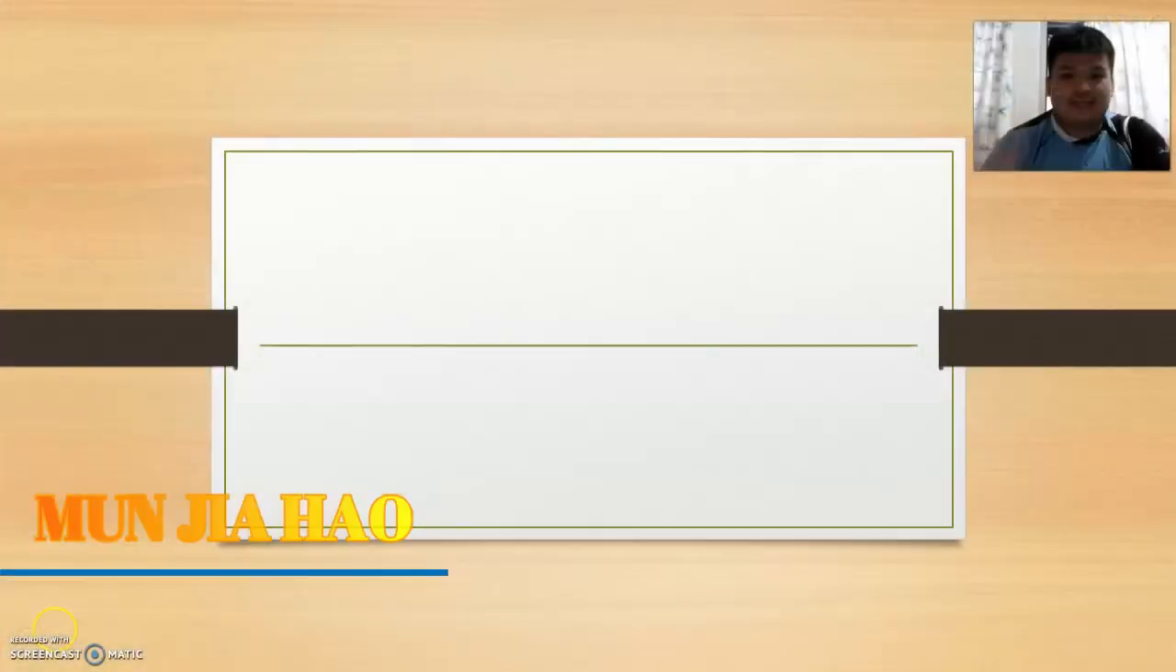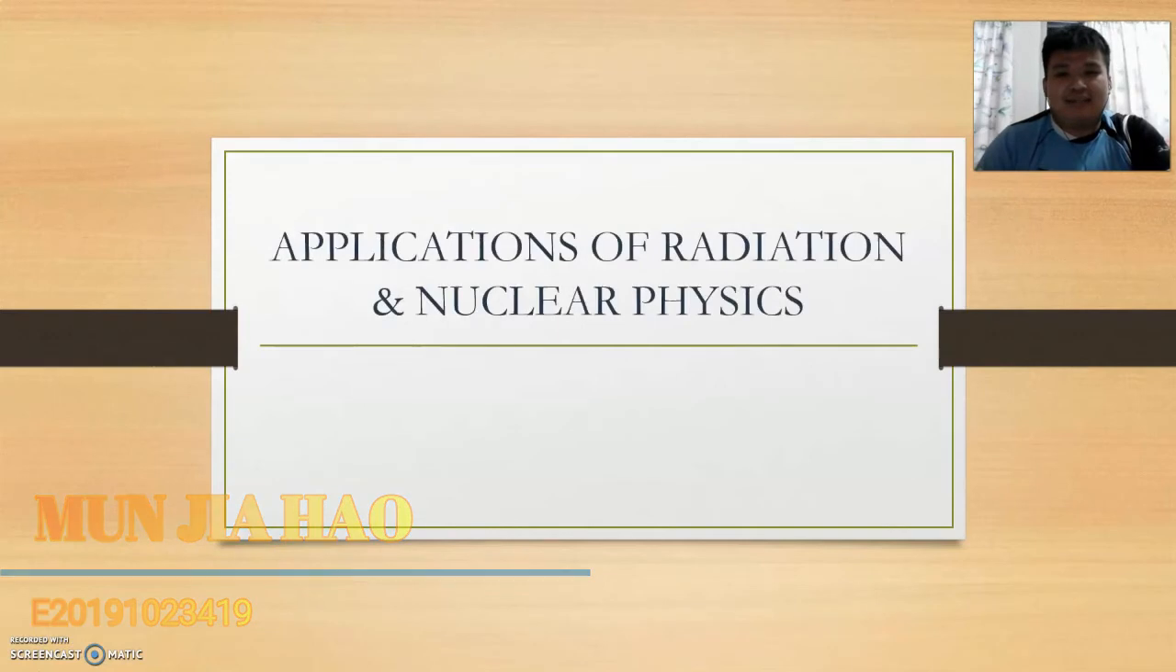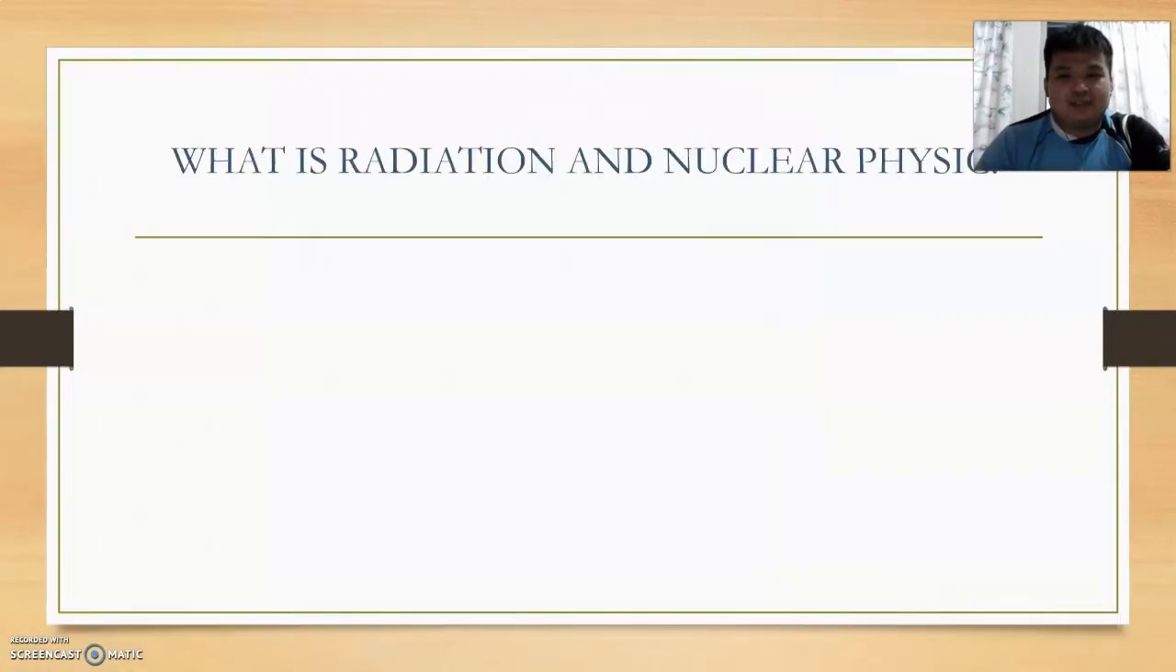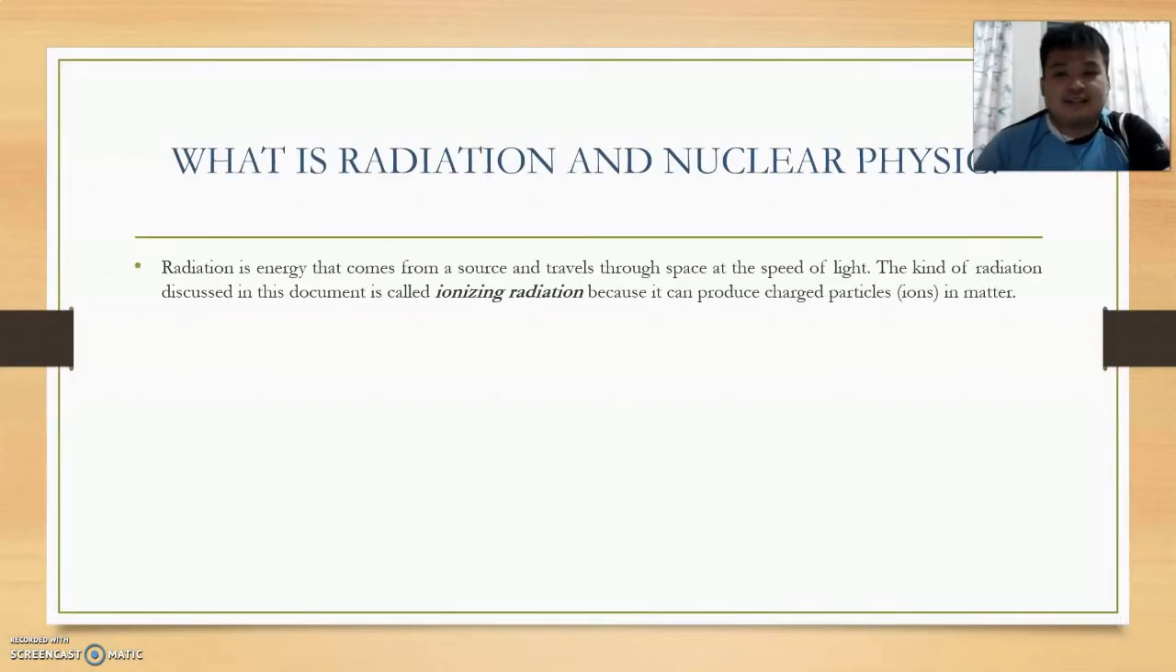Hi, today our group will present about the application of radiation and nuclear physics used in the agriculture industry. So what is radiation and nuclear physics? Radiation is energy that comes from a source and travels through space at the speed of light.